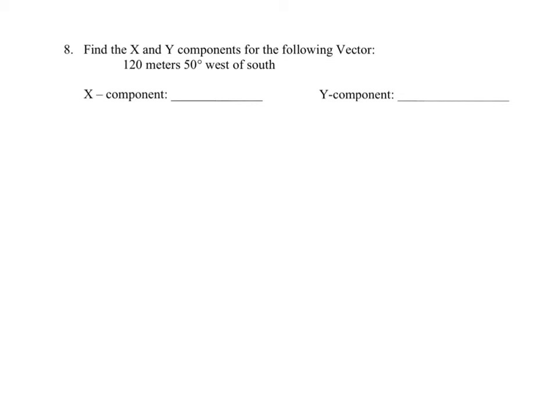For question 8, same deal. We are finding x and y components, so we're going to start by drawing it out. We're going west to south this time, so we're going to go down like this. That 50 degrees is going to touch our south axis because south is what goes second, and the 120 is the magnitude of what becomes our hypotenuse.